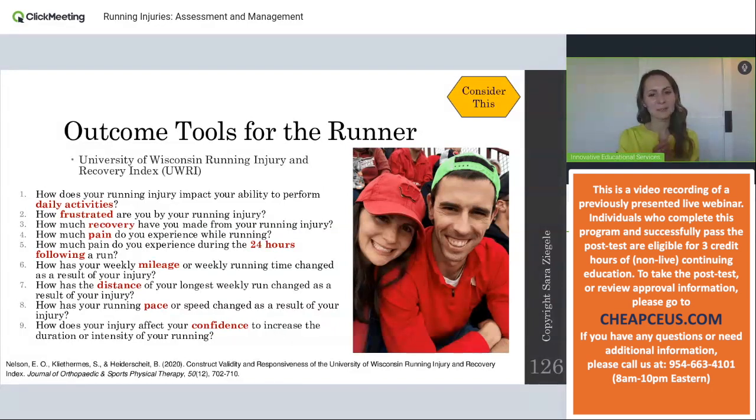This is an outcome tool they actually created for that purpose. So the things that they talk about are not just pain, but also how do you feel with mileage? How is your distance and pace? What is your confidence in running? Some of the psychological components as well. So you can really capture a better picture of the overall recovery of the runner.